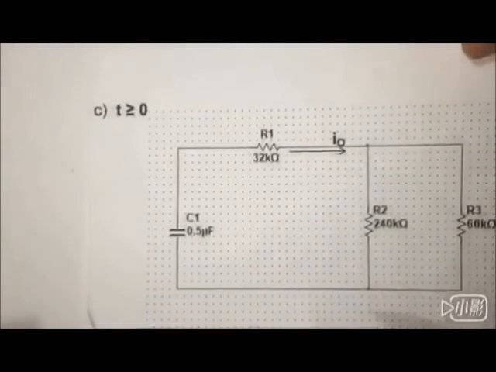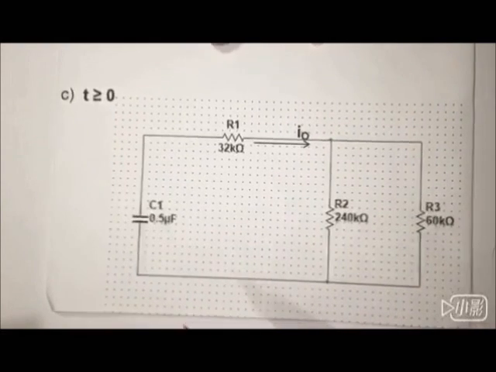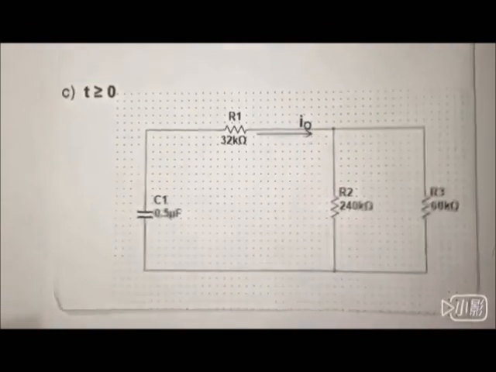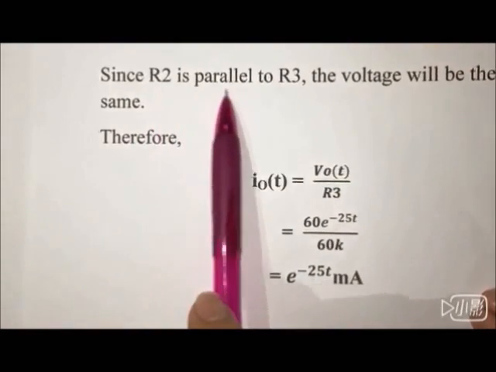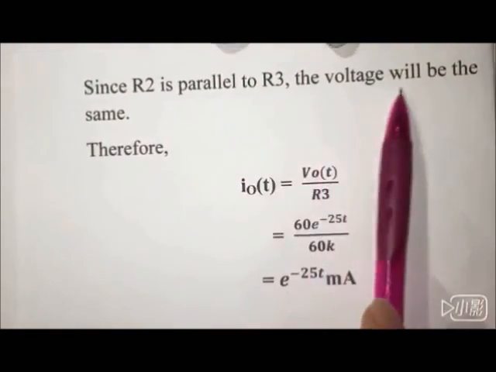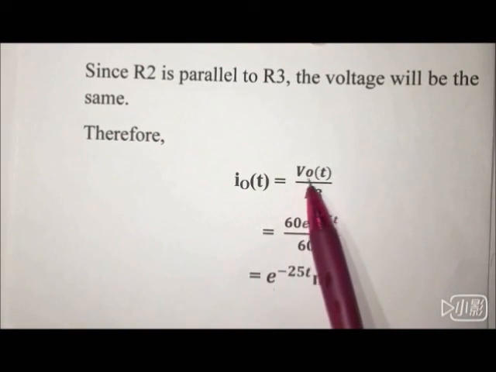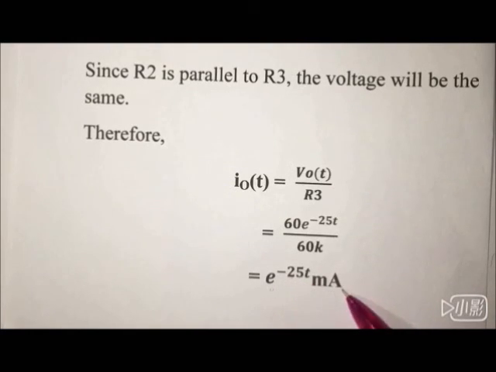And now we are going to find I0(t) when t is greater than or equal to 0. I0 is here. Since R2 is parallel to R3, the voltage will be the same. Therefore, I0(t) is equal to V0(t) over R3. We get the final answer of exponential to the power of negative 25t milliampere.